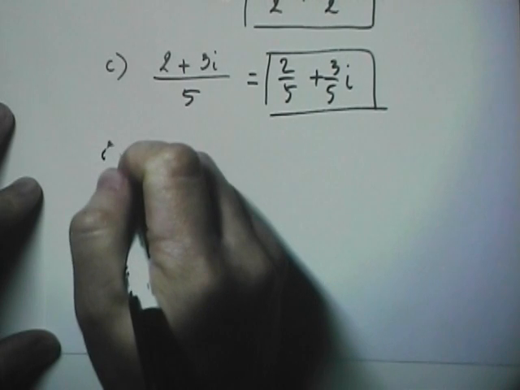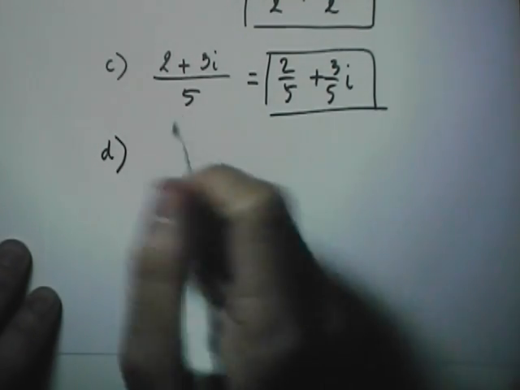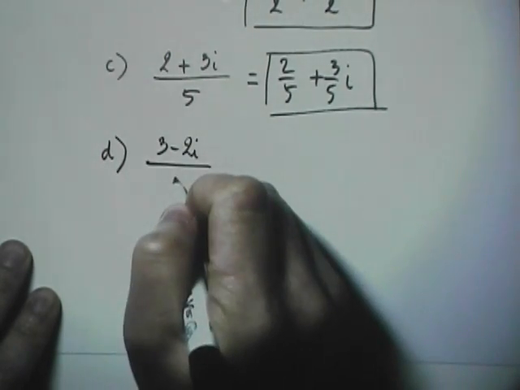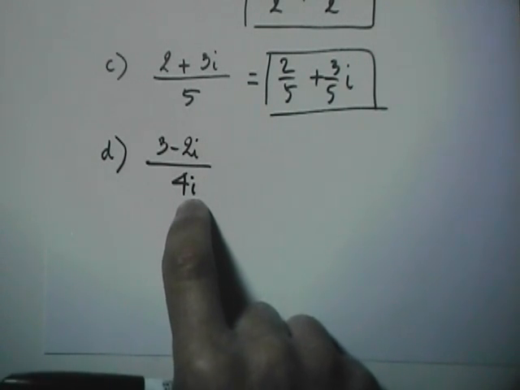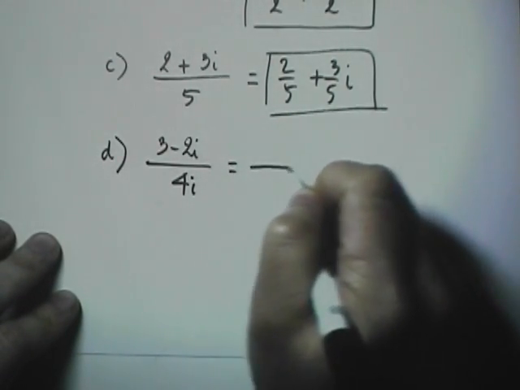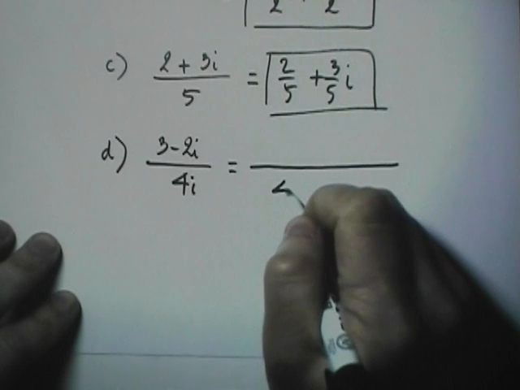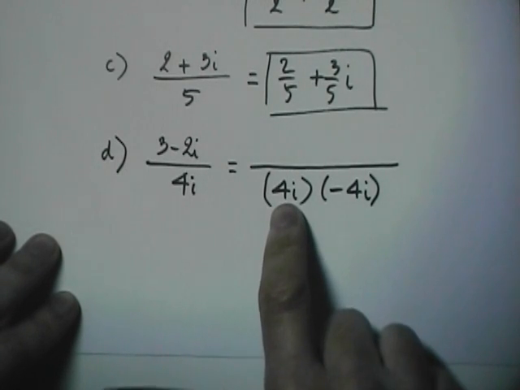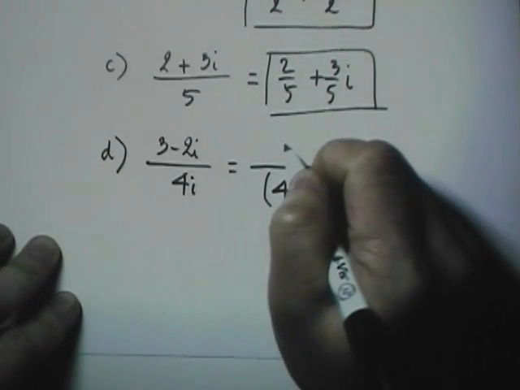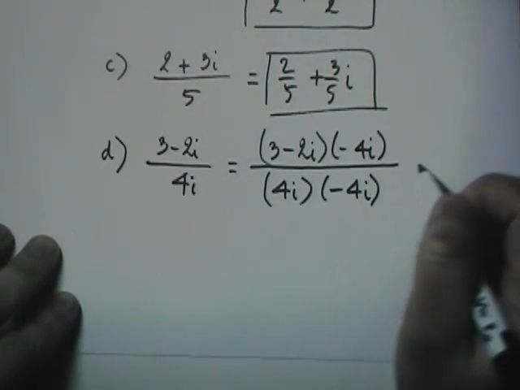So let's try another one similar to the first part of the example. How about this time we do 3 minus 2i divided by 4i. Here the denominator is not a real number. It's a pure imaginary component. So we do need to look for the complex conjugate at the bottom. So 4i times minus 4i, the complex conjugate of 4i. And then I multiply that minus 4i to the top, so I have 3 minus 2i times minus 4i.